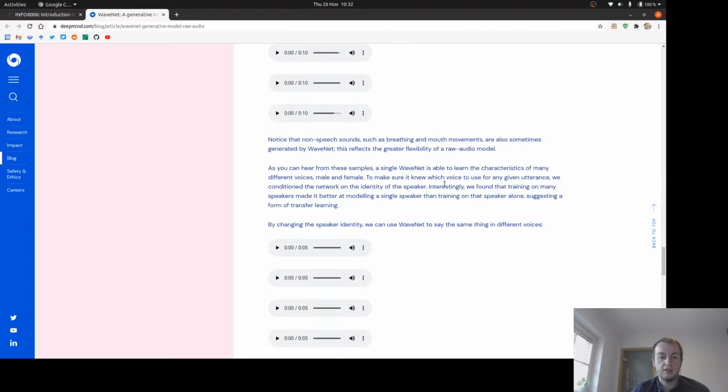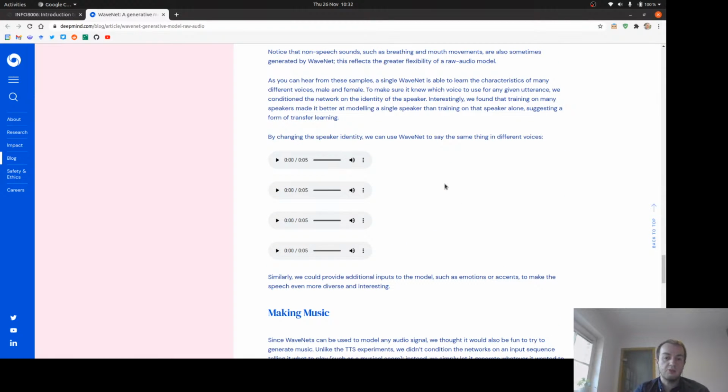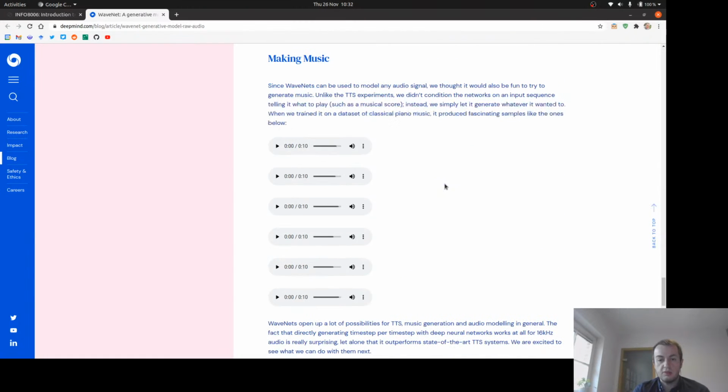Of course, you can use that to generate speech, as we just listened, but you could also use the same kind of architecture to produce music, to generate music.